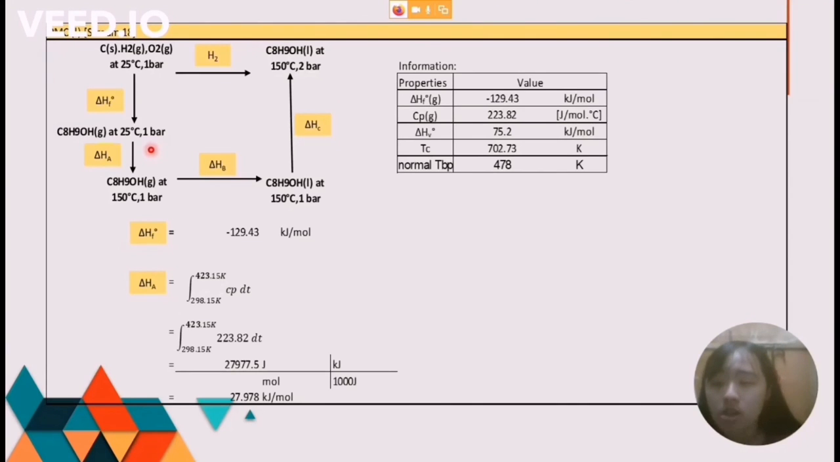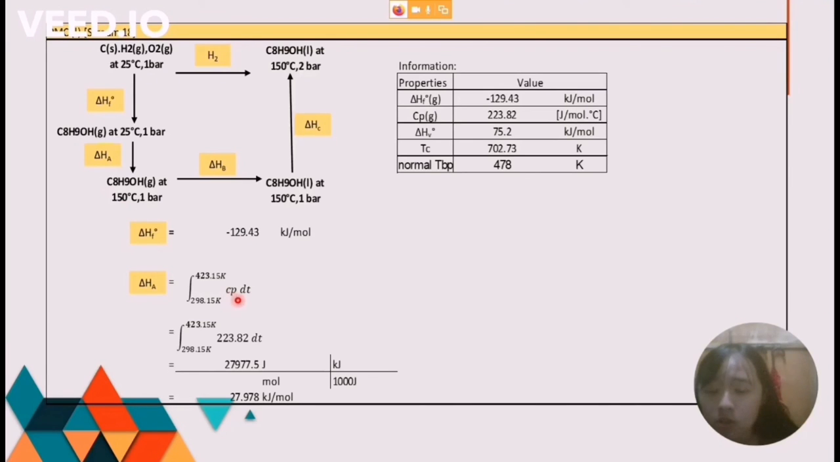The temperature is raised from 25 degrees Celsius to 150 degrees Celsius. Then we can notice that for the enthalpy change of HB, the state of the PMC is changed from gas to vapor, at a temperature of 150 degrees Celsius and a pressure of 1 bar. Then the PMC liquid at 150 degrees Celsius and 1 bar is changed from 1 bar to 2 bar. At first, the heat of formation is for PMC liquid.